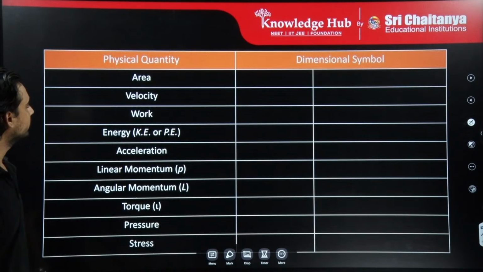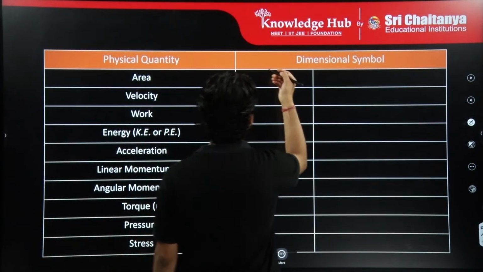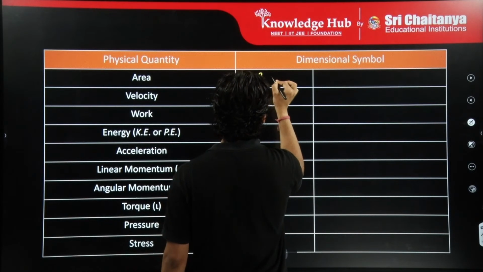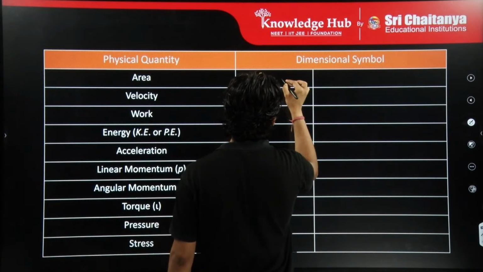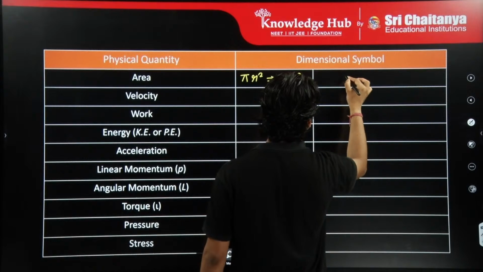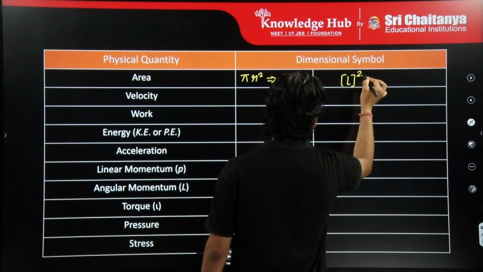Clear? So the dimension for area. What is the formula? The formula, I'll say, is pi r square. Right? So the unit will be equal to meter square, and meter square will give me L raised to 2. Correct?